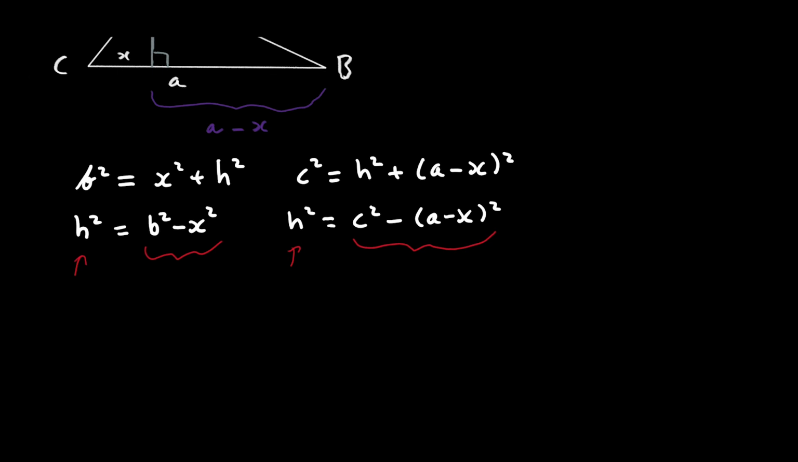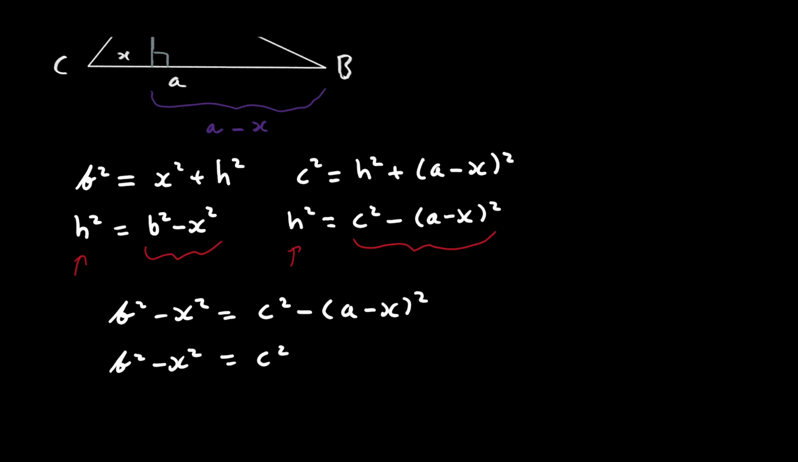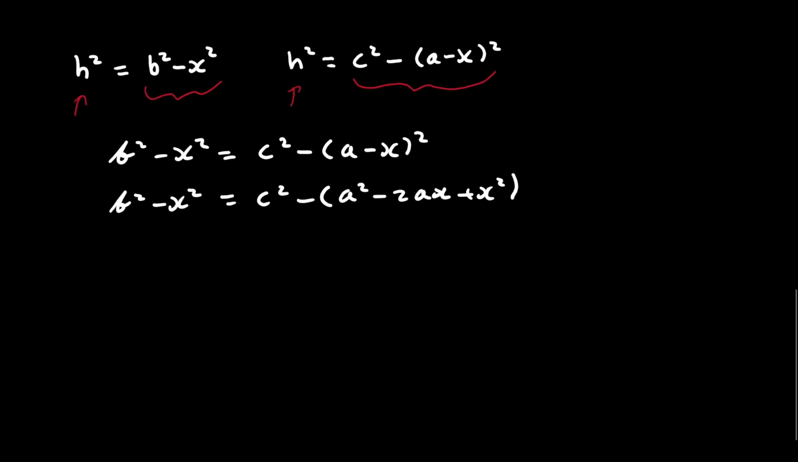Okay, we can equate the right-hand sides, and if we do that, we have b squared minus x squared equals c squared minus the square of a minus x. Now if we just resolve the square, we have b squared minus x squared equals c squared minus, in brackets, a squared minus 2ax plus x squared, all in brackets with a negative sign out the front.